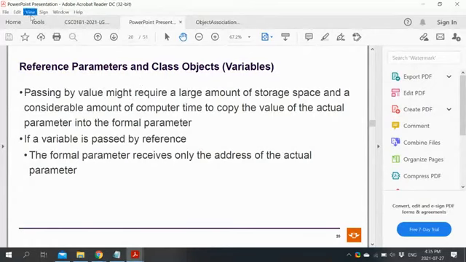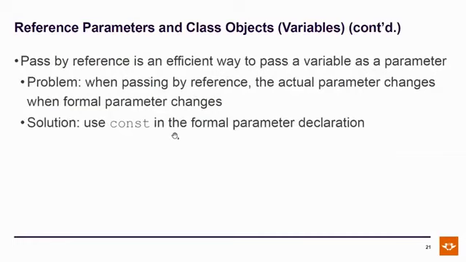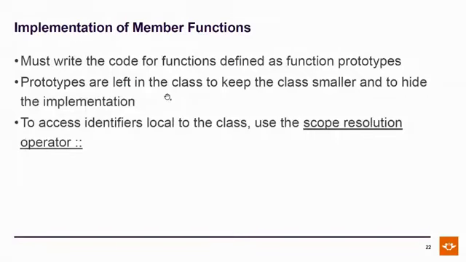So reference parameters are very common in object-oriented programming for that reason. You'll see them a lot. We'll use them a lot because of the amount of time it can take to copy the contents across. So this is what I've just shown you: the problem is if you pass something by reference, it then becomes susceptible to accidental change, which you might not want. So you combine a reference with const to protect it and keep it efficient.